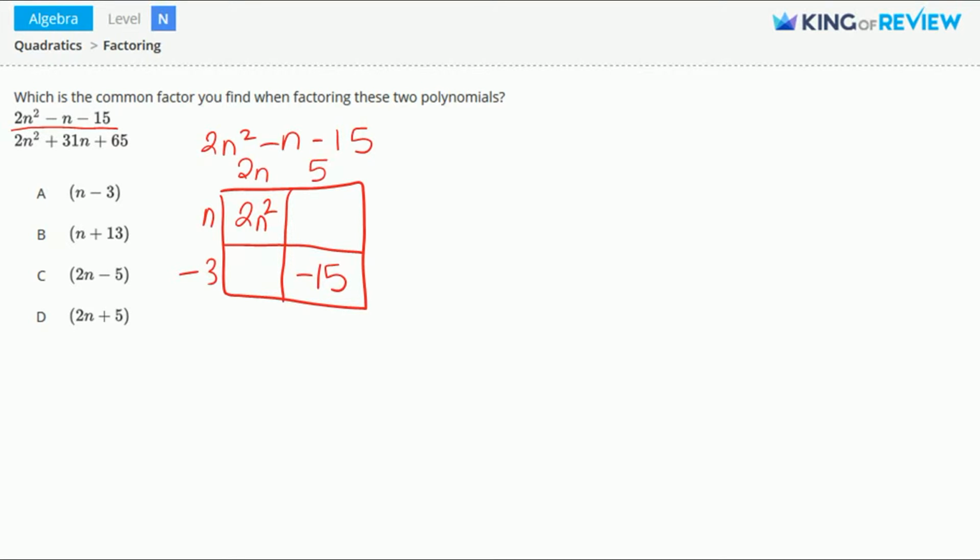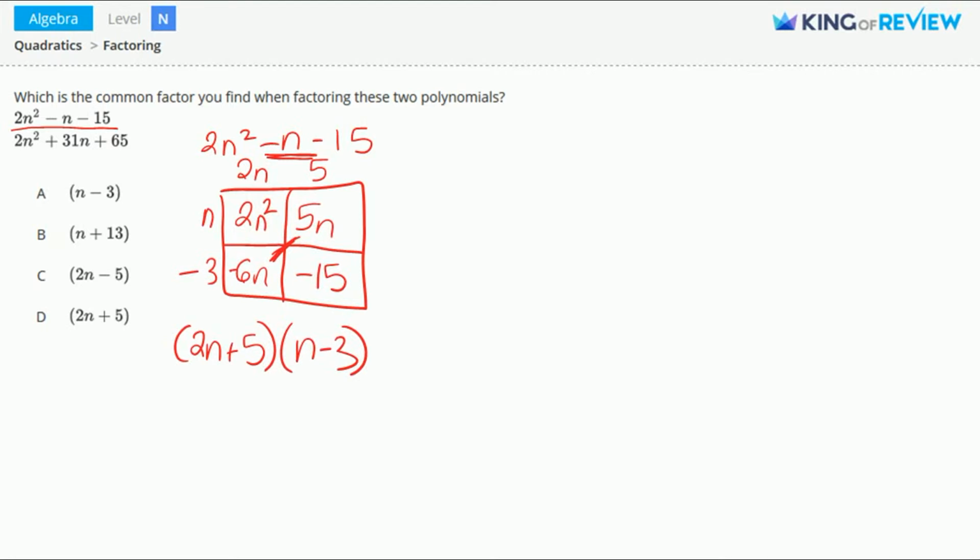Now let's fill out the remainder portions of our box. Negative 3 times 2n is negative 6n, and n times 5 is 5n. Now you see here, if you add these two boxes together, negative 6n plus 5n, you get this term here, negative n, right here. So now we've factored this first polynomial, and we get 2n plus 5 times n minus 3.